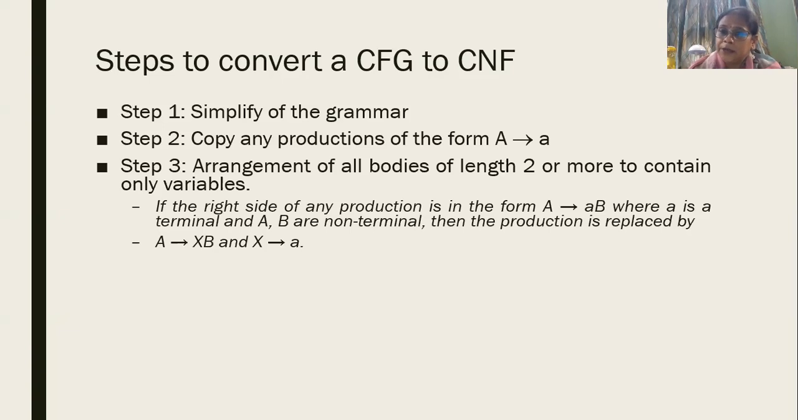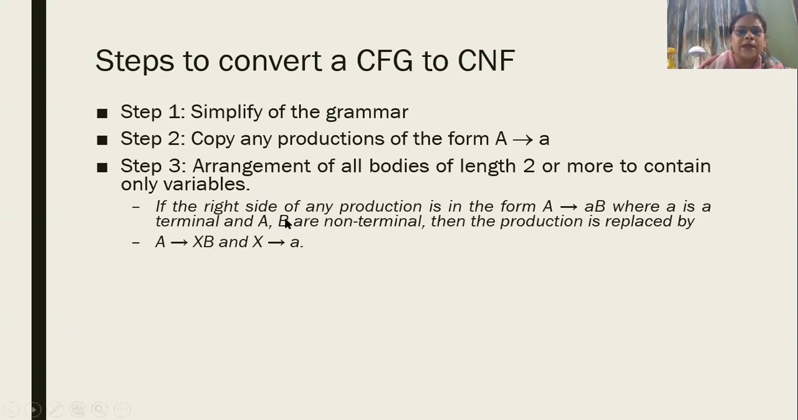then you make sure that the right hand side contains only variables. How do we do that? If there is a production which contains a terminal on the right hand side, we add another production in such a way that the right hand side contains variables only. So how do we do that?